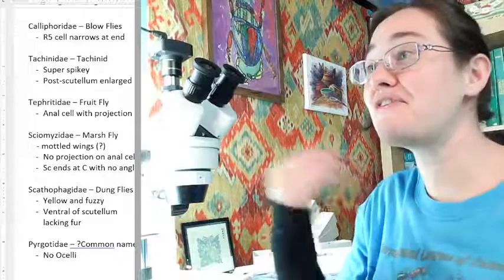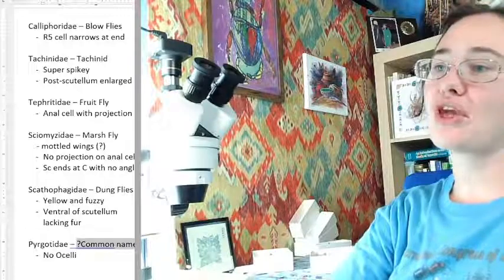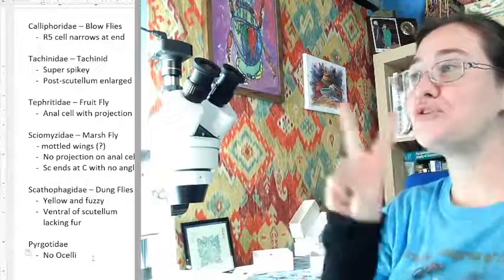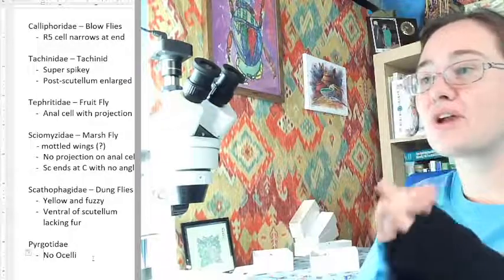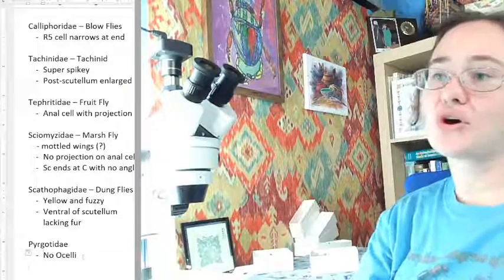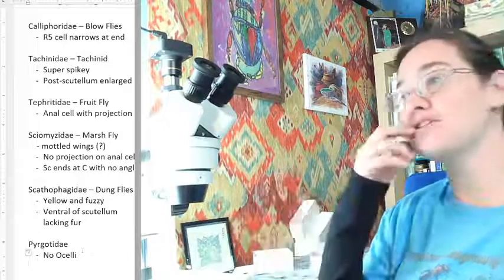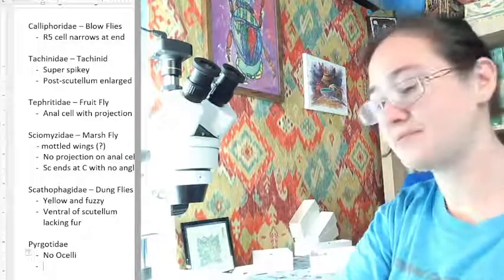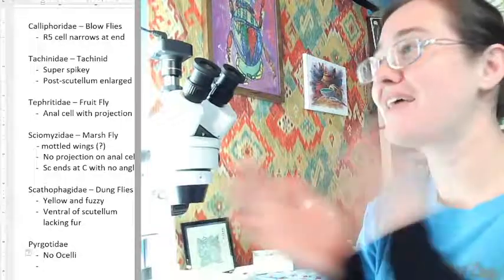Anyway, fun fact: there are only two families in the entire order of Diptera that don't have ocelli, and the pergotids are one of them. The other one is even more rare. So the likelihood of you having a pergotid if it doesn't have ocelli is pretty good. All right, ladies and gentlemen.